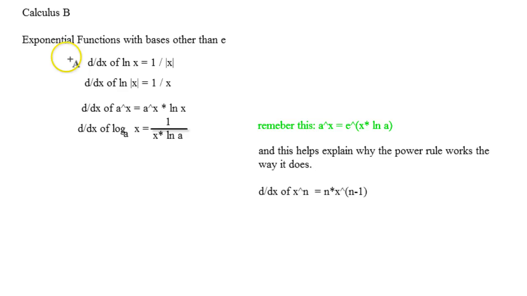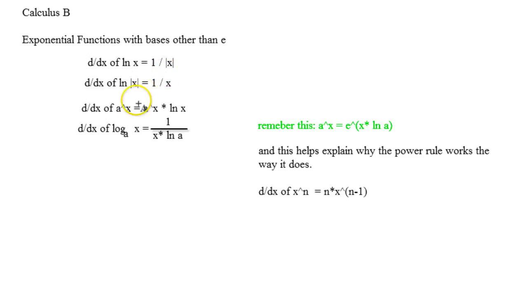Okay, so first off we're going to talk about the differentiation of natural log of x, which is 1 over x, and the derivative of natural log of the absolute value of x is 1 over x. Those are some cool unique properties right there.